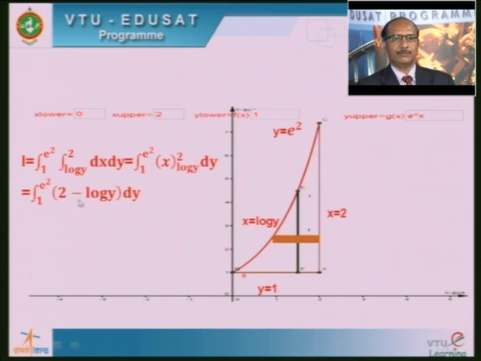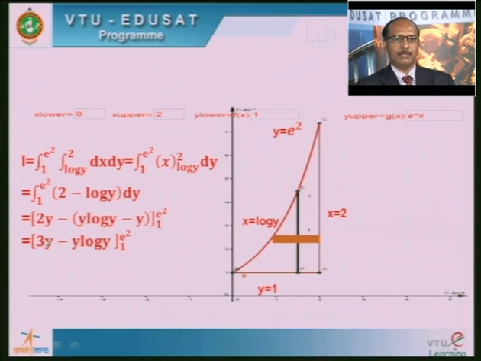The integration of 2 with respect to y is 2 into y. Minus, what is the integration of log y? Do the integration by parts. The integration of log y is the standard one, y log y minus y. Then put the limits 1 to e square. Before putting them, you can simplify: 2y plus y is 3y, minus y into log y, from 1 to e square.